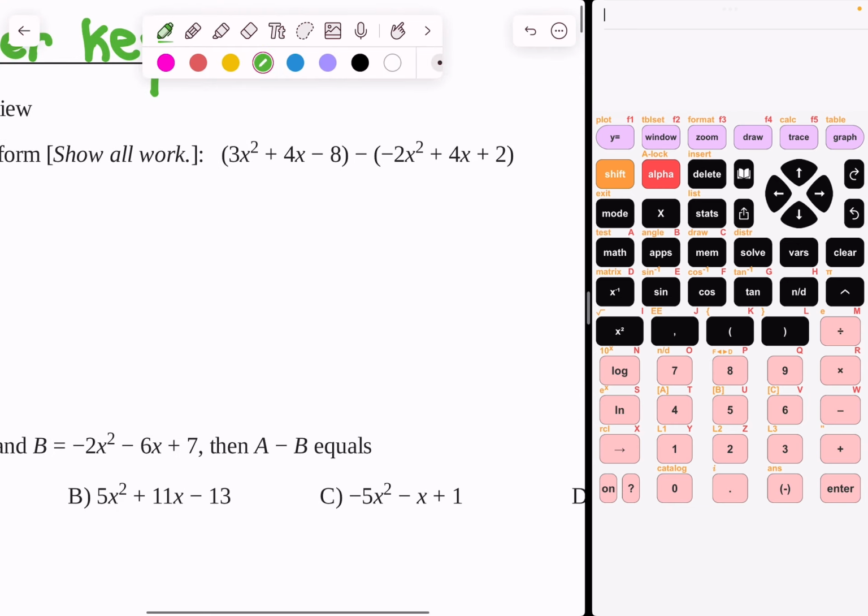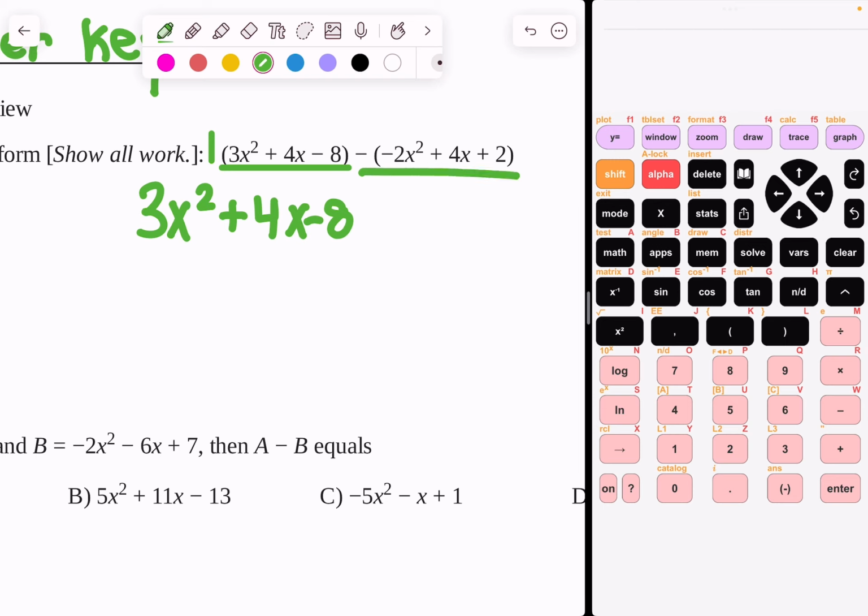Alright, let me look at my first parentheses. There's no number in front of it. I mean, technically there's a 1, but if you multiplied by 1, that's not going to change anything. So I'm just going to rewrite it without the parentheses. Then the second parentheses, there's a negative 1 in front of it. So I have to distribute this negative 1.